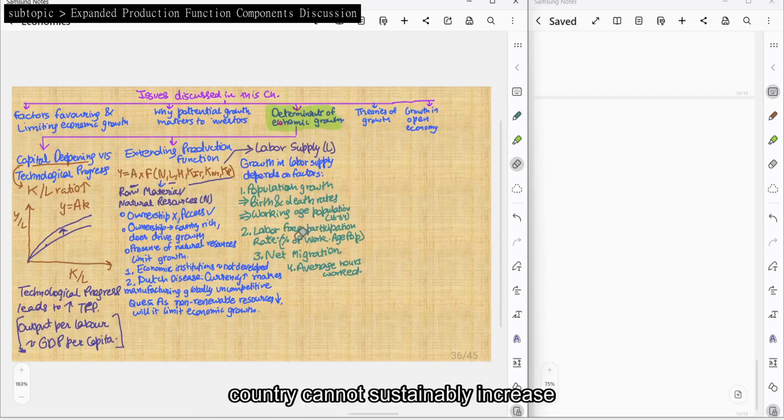Also note that a country cannot sustainably increase output through an increase in labor force participation rate, as it is not sustainable after some point. Third point is net migration. Countries such as Canada and Australia have a very low rate of population growth, so they rely on migrants to fill in. Countries with positive net migration are seen as contributing to labor supply and hence contributing to total output of the country. The fourth point is average hours worked.